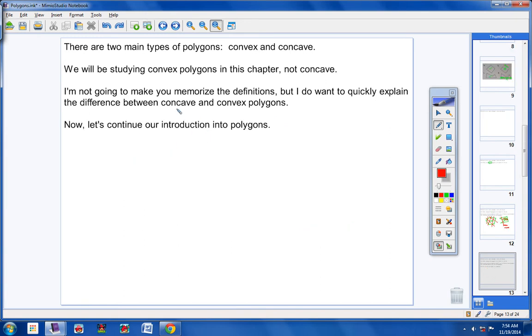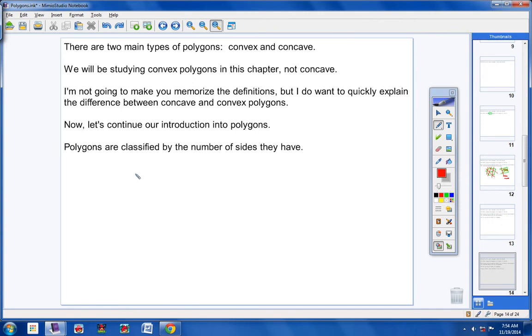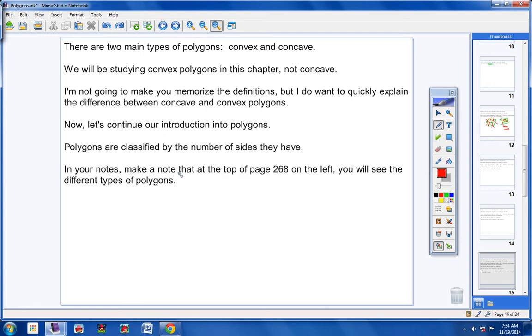Let's go deeper now into our introduction to polygons. Polygons are classified by the number of sides they have. The number of sides. Okay? Now, in your notes, make a note. That's good. In your notes, make a note that at the top of page 268 on the left, you will see a list of the different types of polygons.